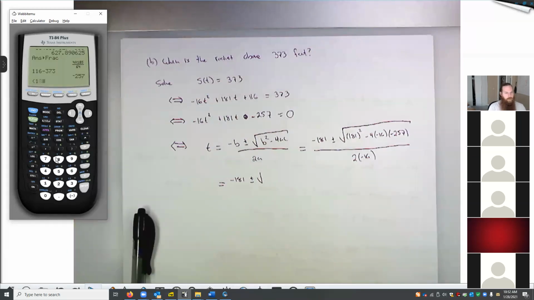So that's 181 squared. And you see what I'm doing, right? I'm breaking it down into steps. So I'm just going to calculate the piece under the square root for now, then I'll rewrite it. And that way I've got multiple steps I can go back and look. I'm not trying to do it all at once in the calculator. Minus 4 times A, which was negative 16, times C, which is negative 257.